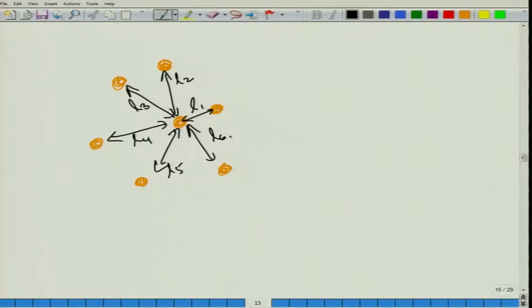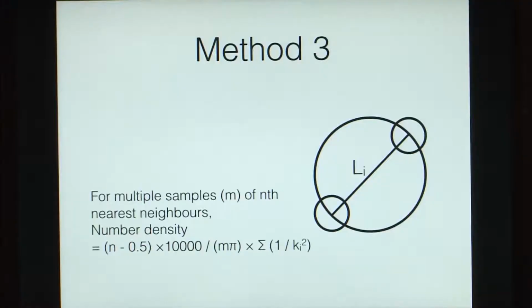Now, we are trying to generalize this equation. In place of the first nearest neighbor, we are putting all these numbers into ascending order and we are calculating it for the nth nearest neighbor. So, what would the equation be? Coming back to the slides, in this case the equation becomes n minus 0.5 into 10,000 divided by m pi into sum over 1 upon ki square. In place of Li for the nearest neighbors, we use the term ki.